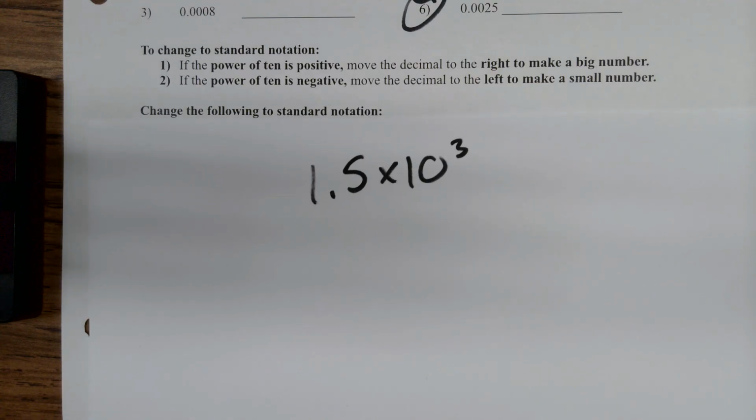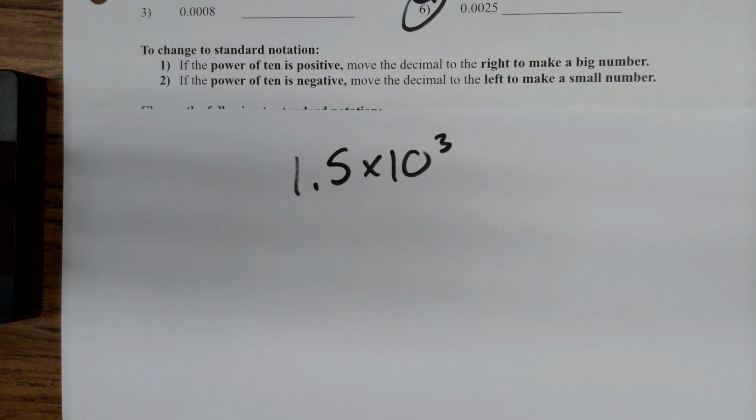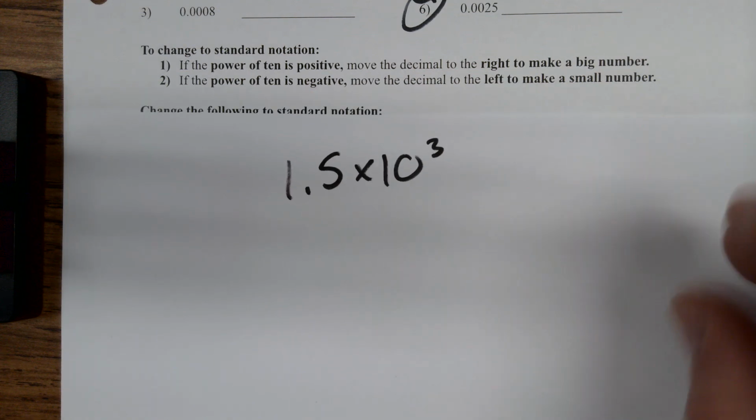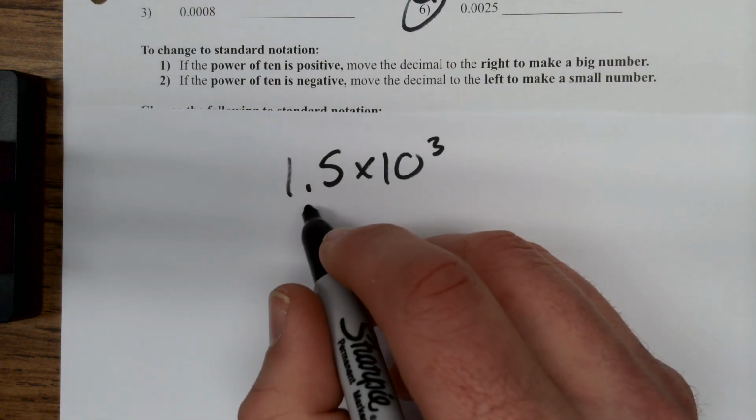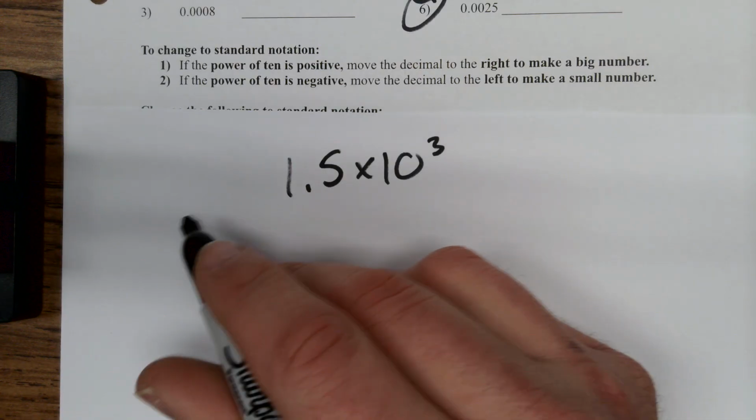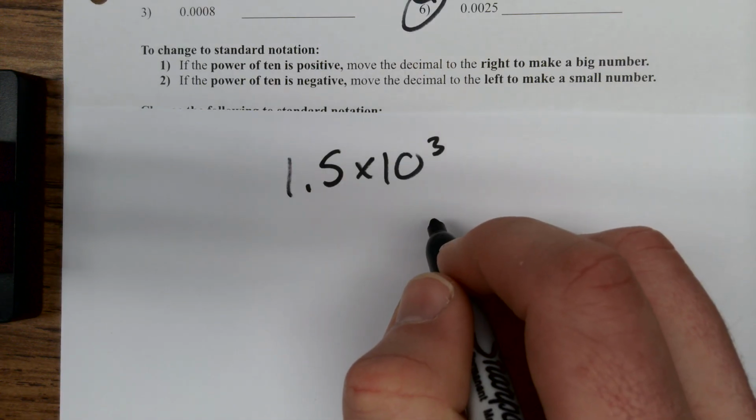Based off the rules posted on the screen and also on your paper, am I dealing with a big number or a small number? Big number. So which way am I going to move this decimal here, to the left or to the right? Right. We'll move it to the right.